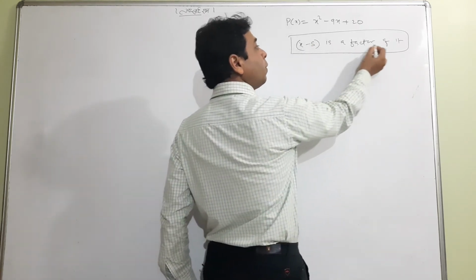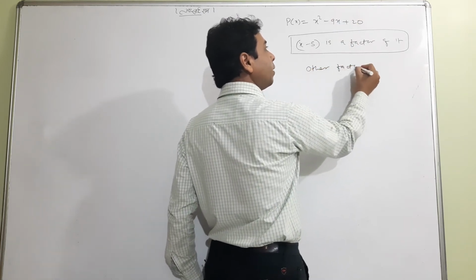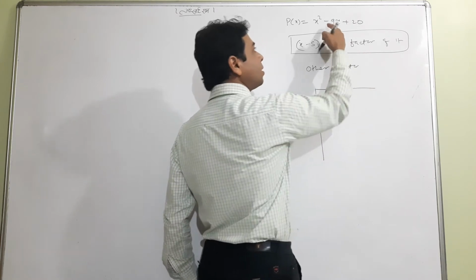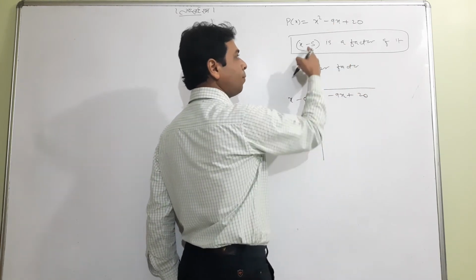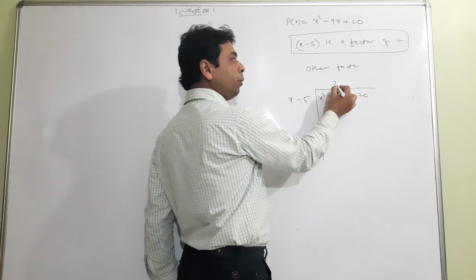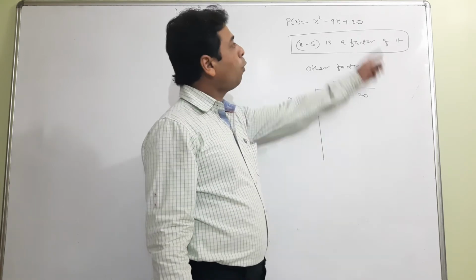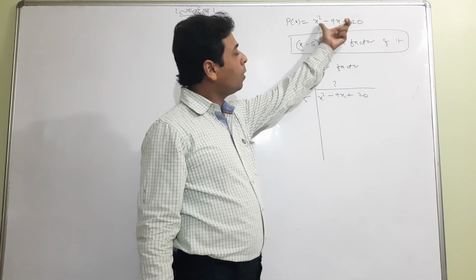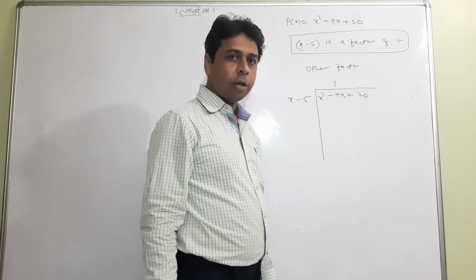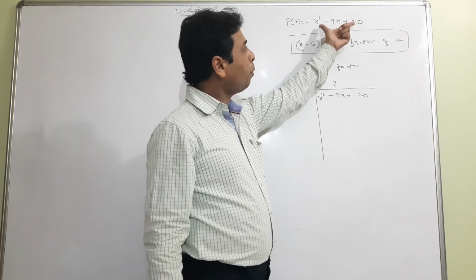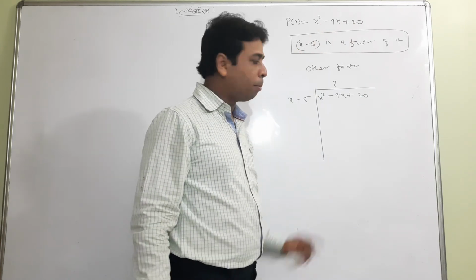Again, x minus 5 is one of the factors. How can we get the other factor? I tell you one thing: just divide this by x minus 5. Whatever the quotient will be, it is the other factor. So you have a very good thing now. For any polynomial, if you know one factor, you can get the other factors by dividing.